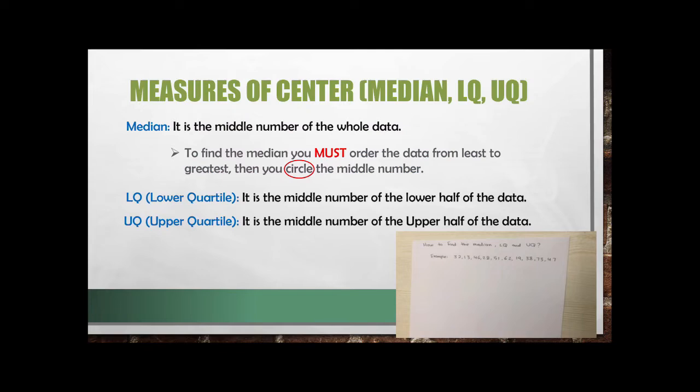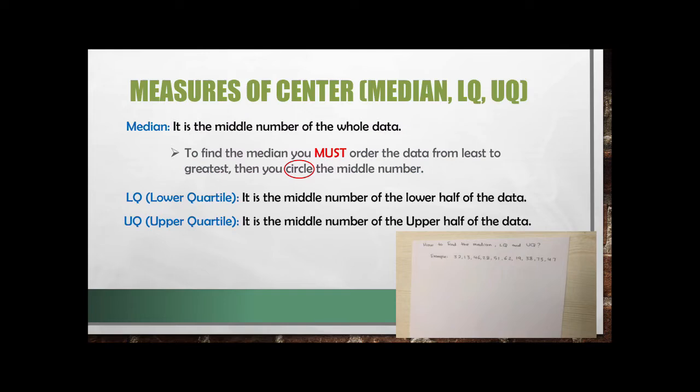The first measure of center we will discuss is the median. Under the median, we will discuss also the lower quartile and the upper quartile because we will need them later in this lesson. The median, as we explained last week, is the middle number of the whole data. To find the median, you must order the data from least to greatest.